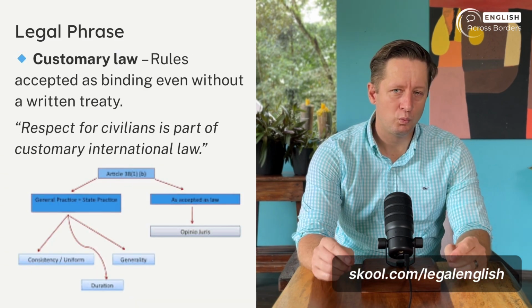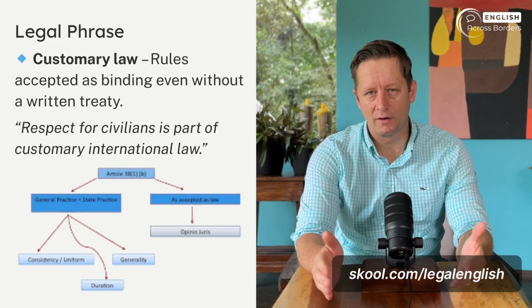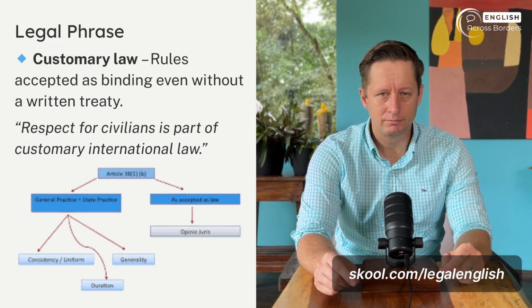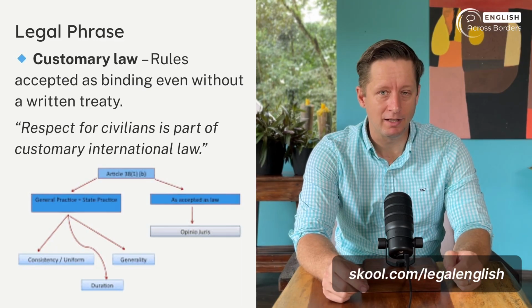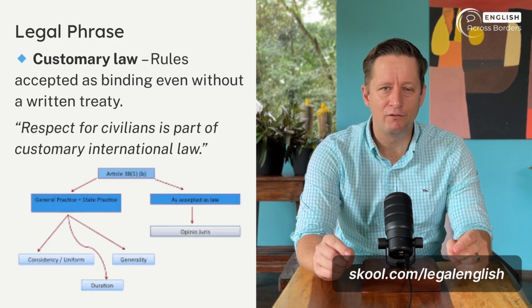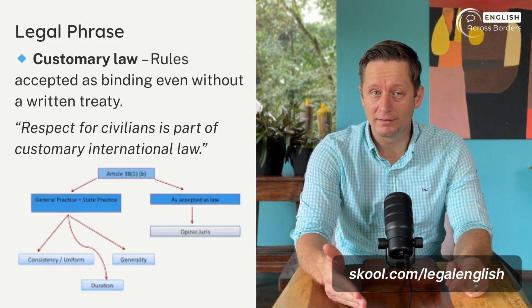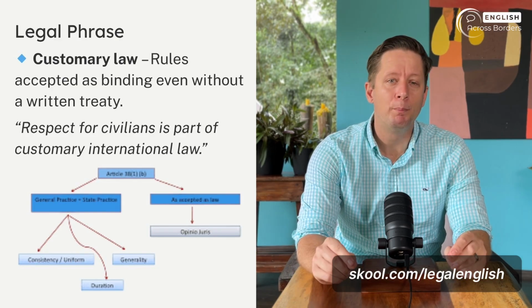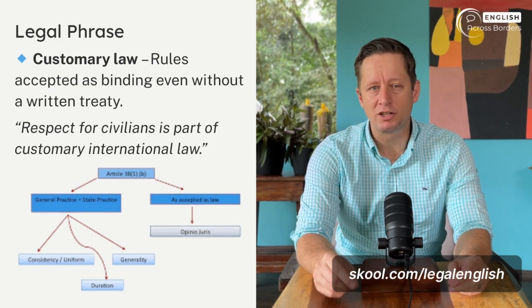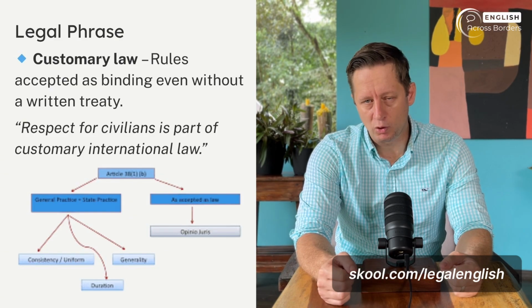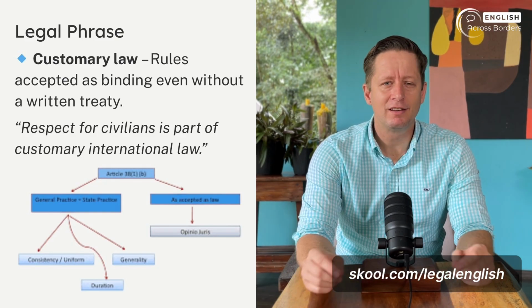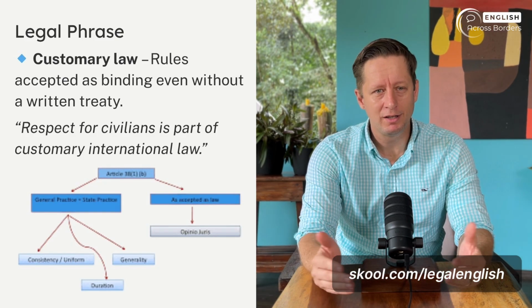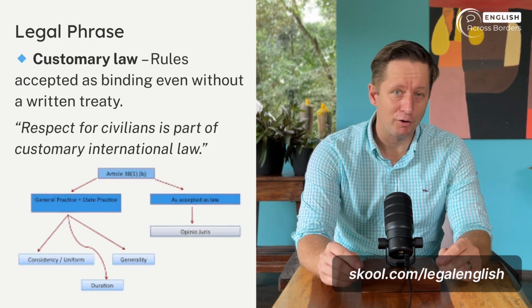Customary law is one of the two main sources of international humanitarian law. Unlike treaty law, which is written and signed by states, customary law develops from consistent practice by many countries, combined with the belief that such practice is legally required. For example, respect for civilians is part of customary international law.